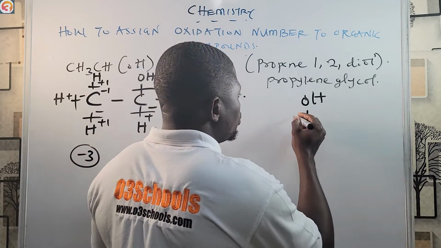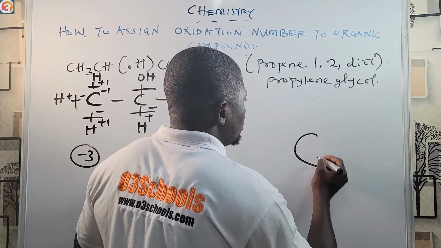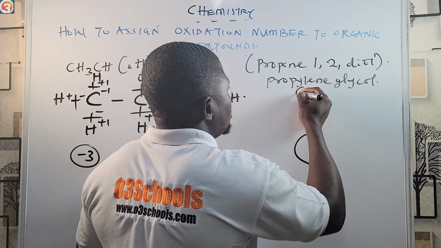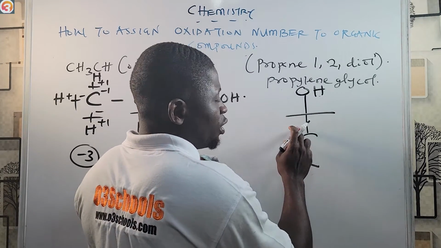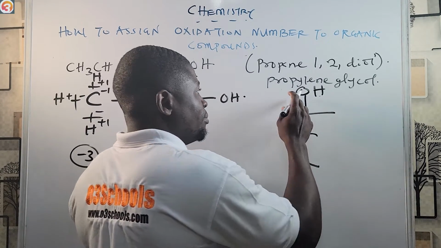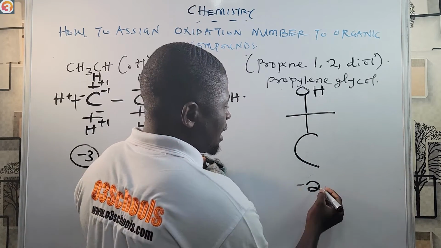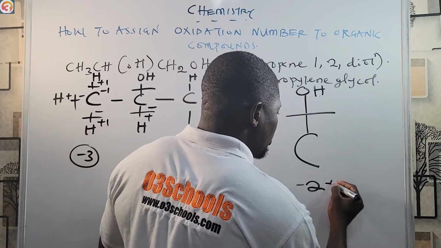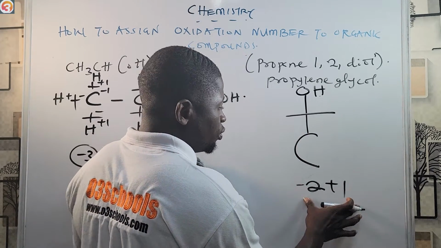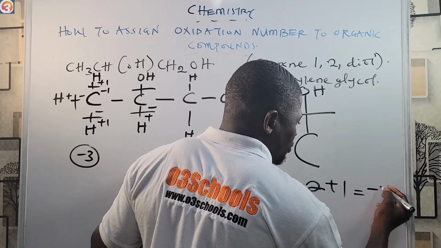All right. So once we break this bond, for example, let me draw it bigger so that you see. This is OH. If you break this bond, what will be for the carbon atom? Oxygen has an oxidation number of -2. Hydrogen has an oxidation number of +1. If you do this calculation, -2 + 1 is equal to -1.